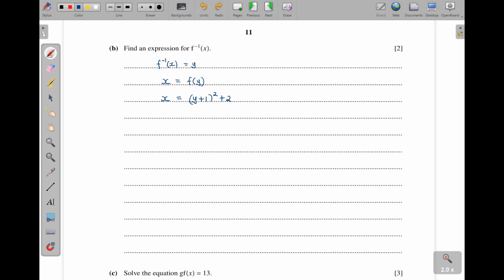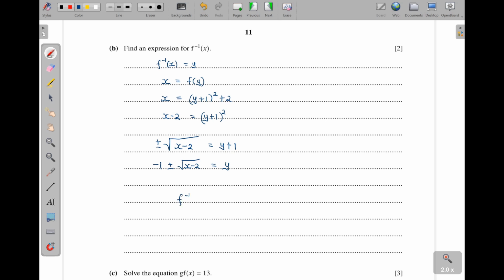Now make y the subject of the formula. Bring this one this side. We shall have x minus 2, and this one is equal to (y + 1) squared. Take the square root on both sides. Of course, you will have plus or minus the square root of x minus 2, and this will be equivalent to y plus 1. Now take the one this side. This simply implies that we shall have a -1 here, then plus or minus the square root of x minus 2, and this one will be equal to y.